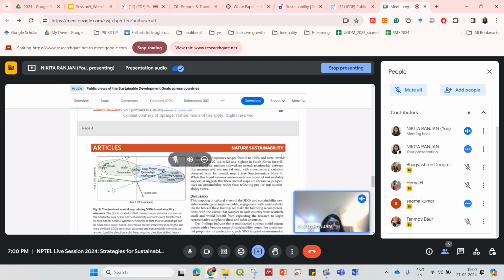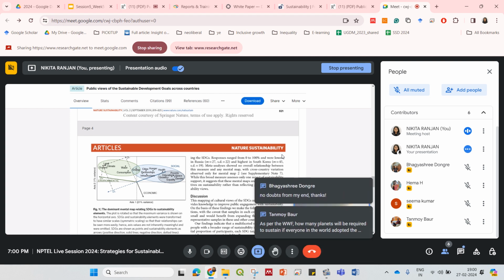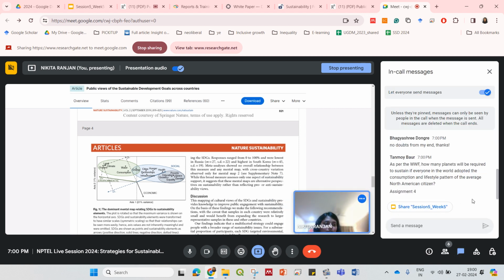Okay. Any other doubts? Tanmay, you are asking about assignment 4. I think answers for all assignments are out now. So if you go to the particular assignment, you can see the answer there itself.